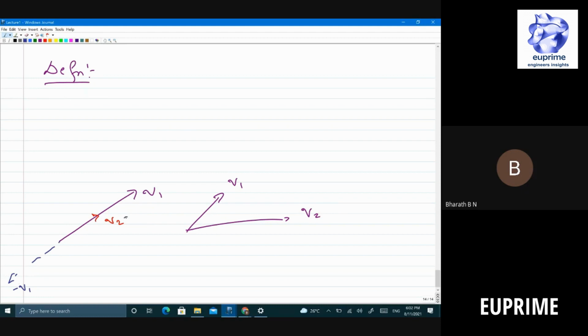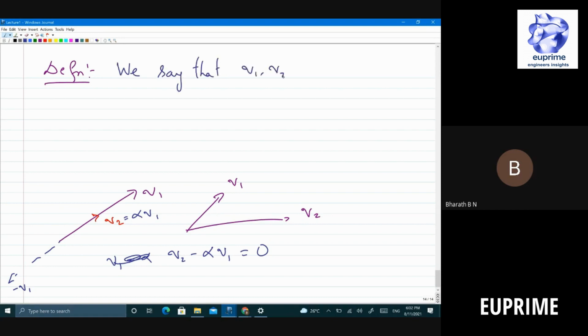So v2 I can write as some alpha times v1. Of course, in this case alpha is less than 1; you are shrinking the vector. So now all I have to do is v2 minus alpha v1 is 0. That means 1 times v2 plus minus alpha times v1 is 0. So some linear combination is 0, right? That's what linear dependence is. So how do you define linear independence?